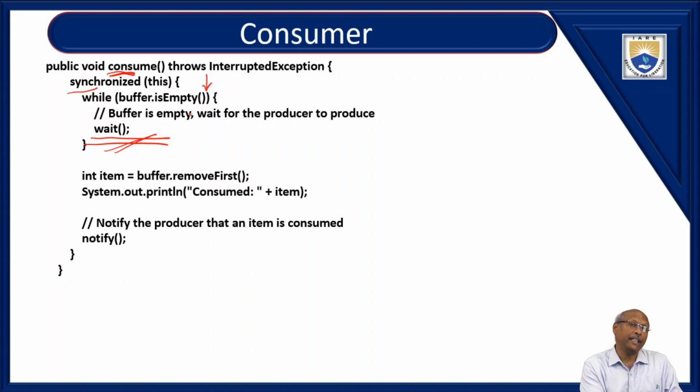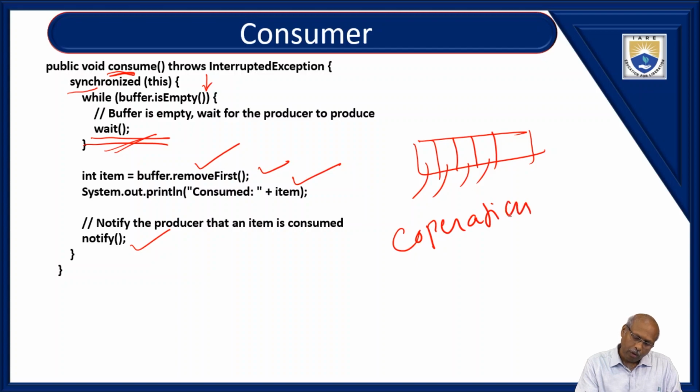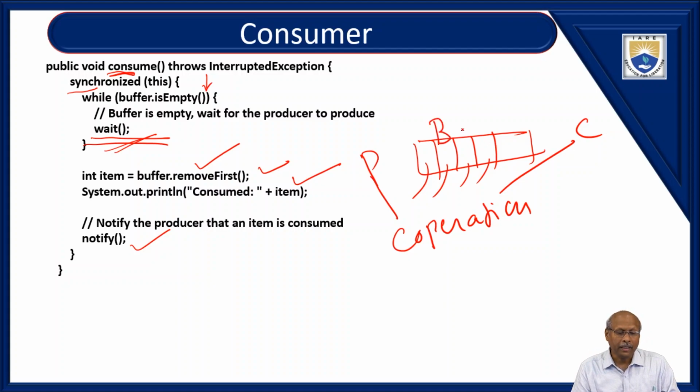If it is not empty, that means some items are there. In that case, I can remove the first item from the buffer because it is a linked list. I can consume the first item, then the second item, then the next. So take the first item and print it. Yes, consumed item. Once the item is consumed, I can send a notification. Yes, I have consumed it, you can put into the buffer. So that means there is cooperation between two threads. What are the two threads? Producer thread as well as consumer thread. And both are using what? A common buffer.